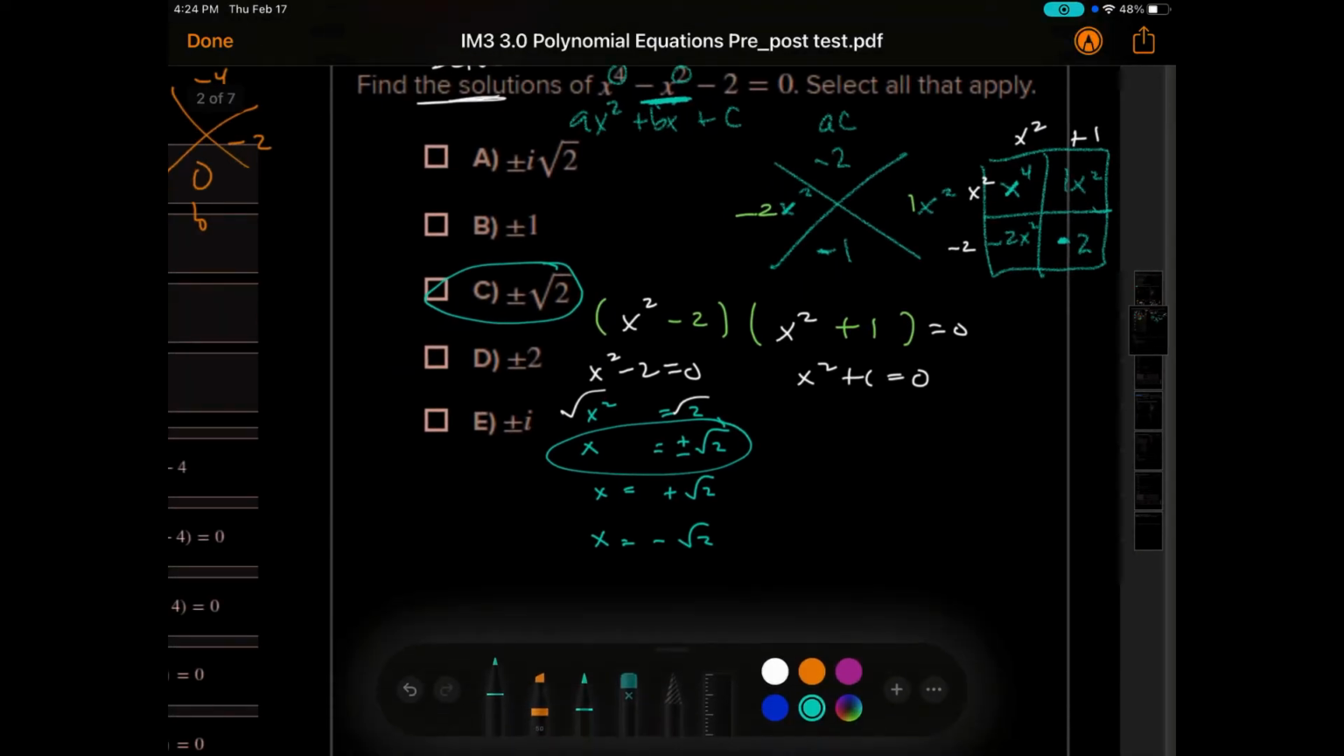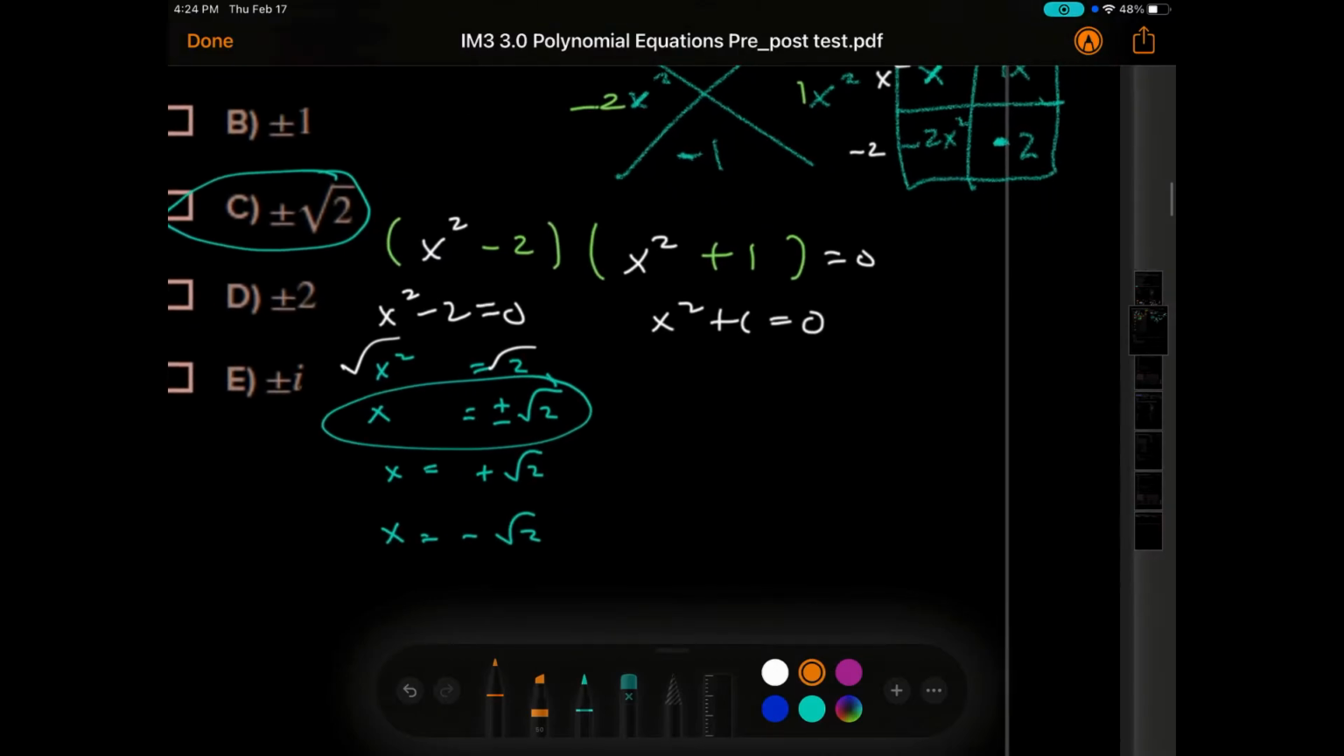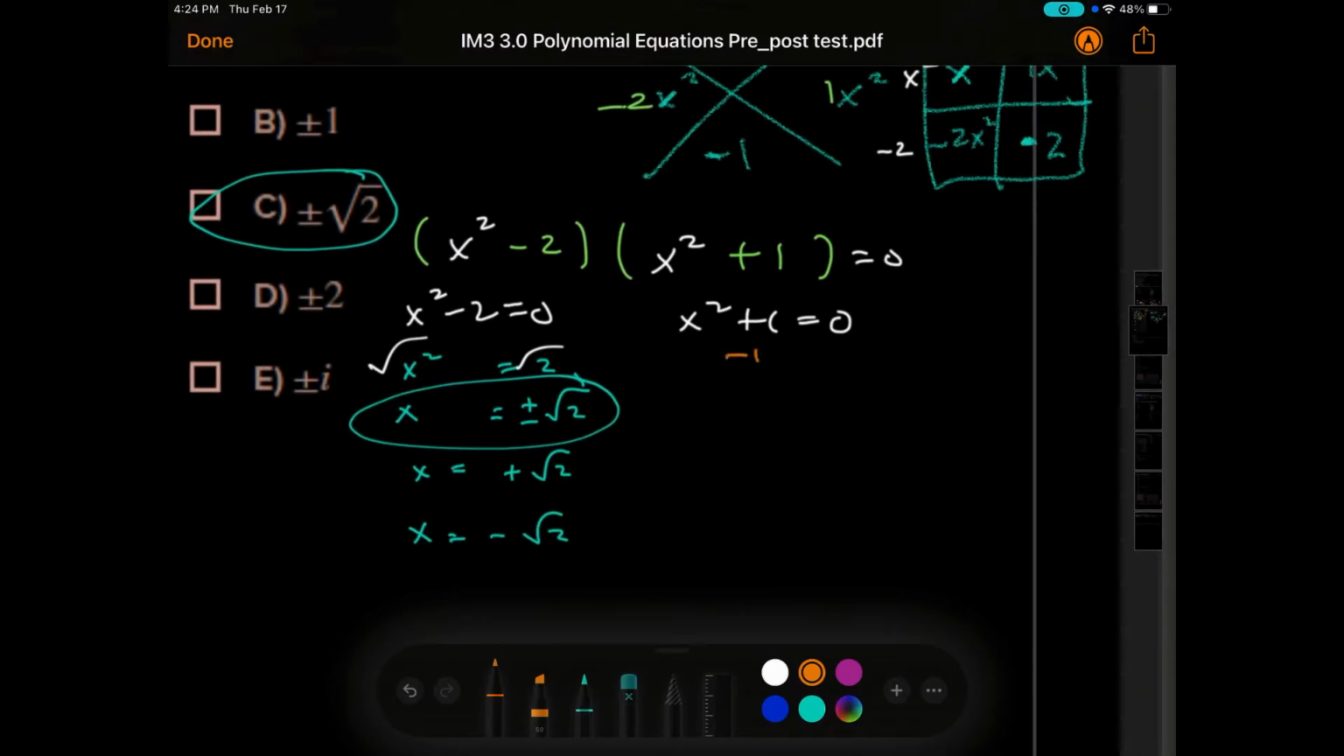Okay, let's try the right side. This one will be a little bit new. I'm going to subtract 1, so I'm going opposite of PEMDAS. And then I'm going to take the square root, like we did over there. You're left with just x equals plus or minus. Okay, here's a fact that is new. i equals the square root of negative 1.